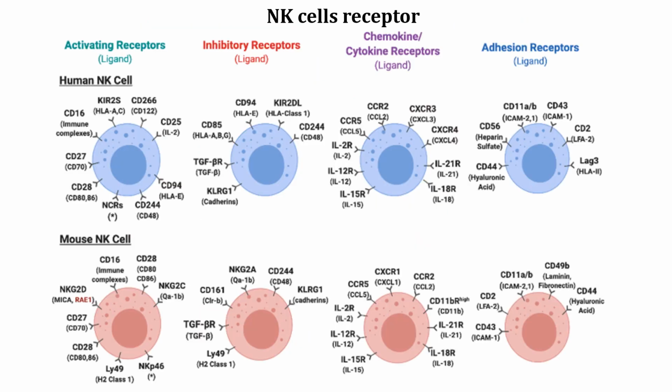Now we will understand the NK cell receptors in two different animals, human and mouse. You can see in this picture: activating receptor, ligand, inhibitory receptor, chemokine and cytokine receptor, adhesion receptor. For example, the activating receptors in human differ from the mouse. These are all different from human to mouse. Now the human NK cell: human NK cells don't have NK1.1 but express CD56, which can vary in density. We will discuss this later.